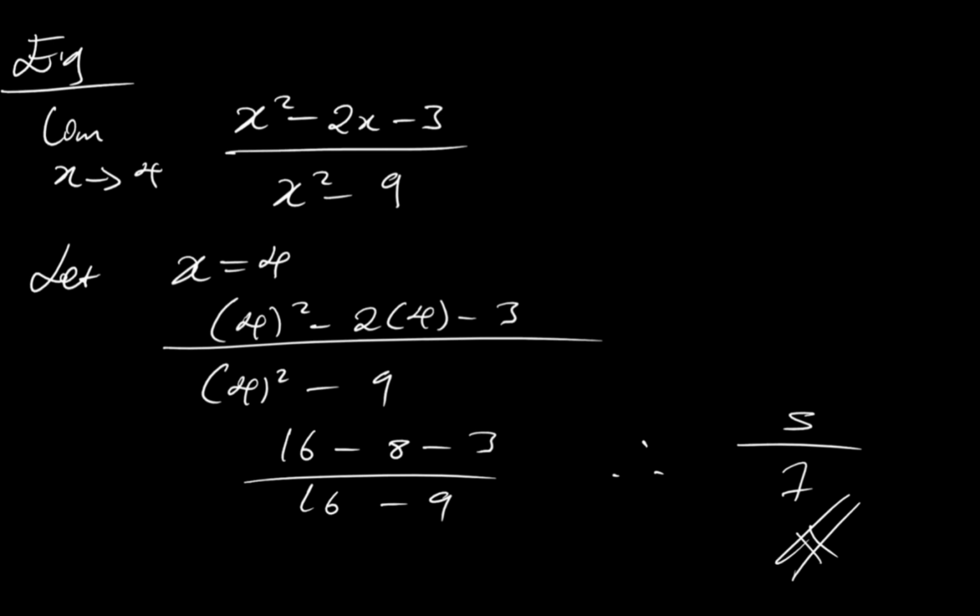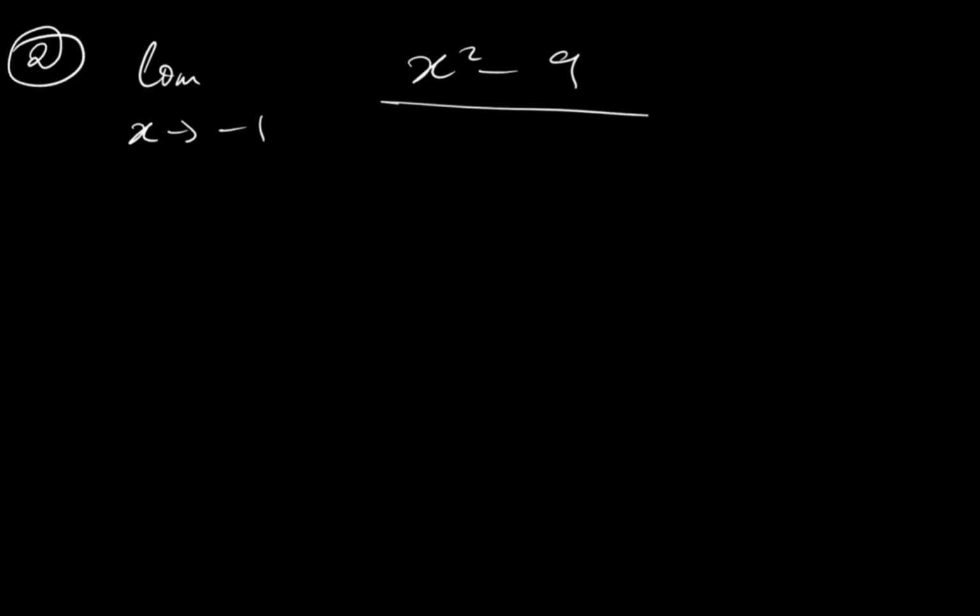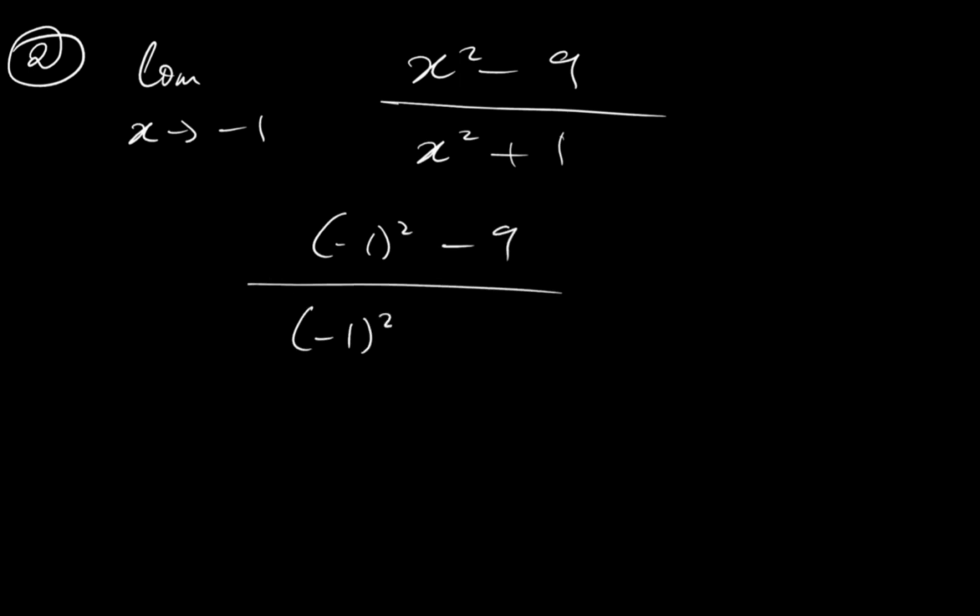Okay, so what we'll do next is to look at another example and see what we can do. Say you have a limit as x approaches negative 1 of x squared minus 9 over x squared plus 1. Okay, let's try and plug in and see what we can get. So it's going to be negative 1 squared minus 9 over negative 1 squared plus 1.